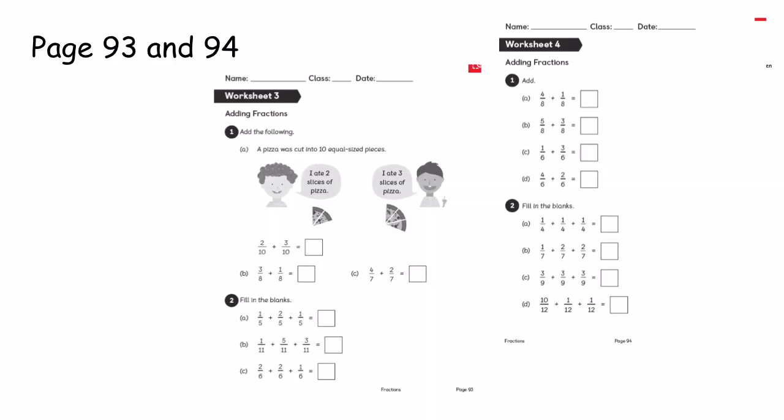Now it's your turn for your independent practice. You've got 2 pages to do in your books today, page 93 and page 94. If you're struggling, you might want to start by drawing out a rectangle and splitting it into equal pieces. Look at the denominator to work out how many equal pieces. You can then use 2 or 3 colouring pencils, like I did, to colour in the different numerators, and then you will be able to find the sum.